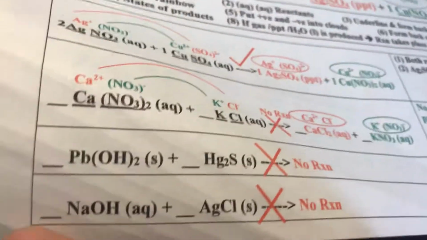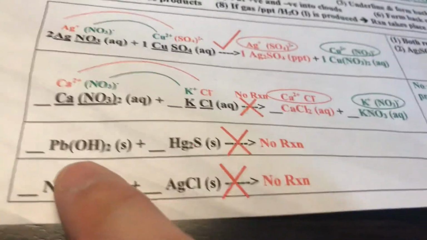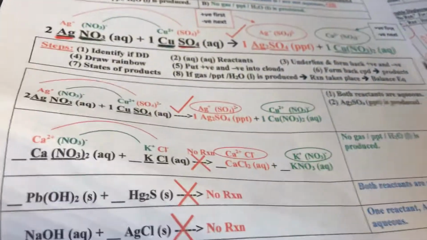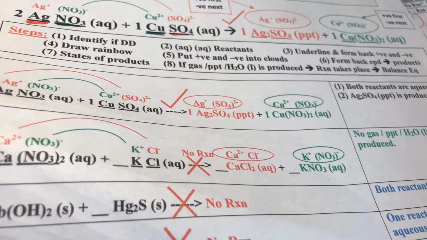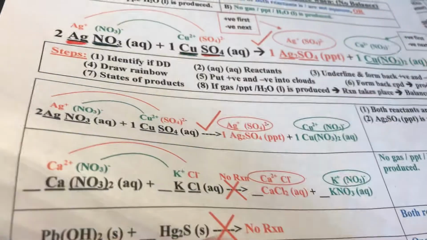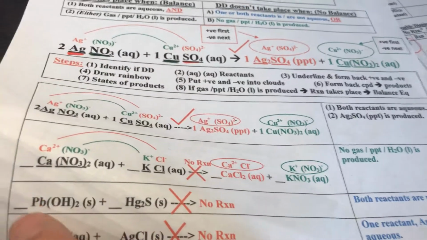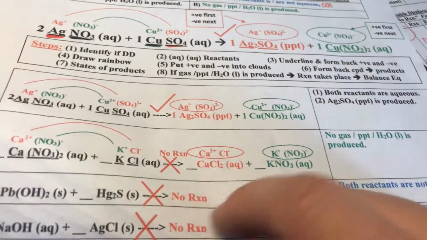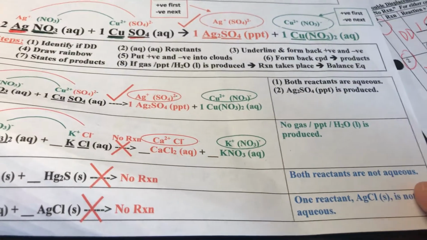So these two would not form Ba2+ and OH minus. They would not break down. So I cannot break it down. Then how can you exchange partners? The couple must be broken down first, and then I can exchange partners. Since they are not aqueous, they are solid. They are on the reactant side. They are solid, so no reaction takes place, so I put no reaction, and both reactants are not aqueous.